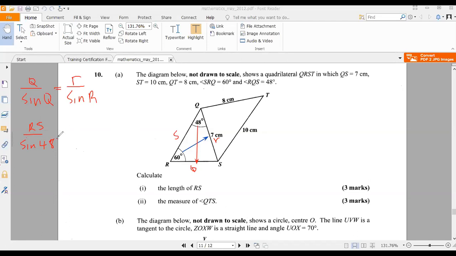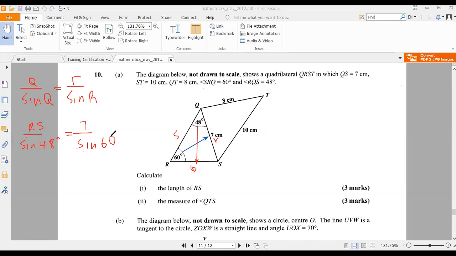Right, my small r would have been 7 over sine 60 degrees. Before you do anything, ensure that your calculator is in degree mode. How do you know? Take your calculator and put sine 90 degrees. You're supposed to get 1. If you don't get 1 for sine 90, it means your calculator is not in degree mode, and you need to change the mode.